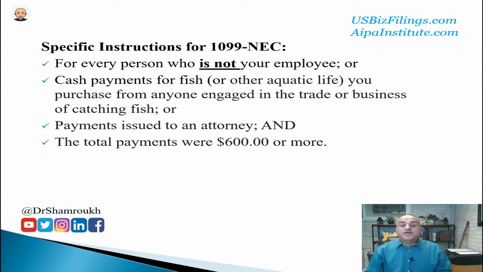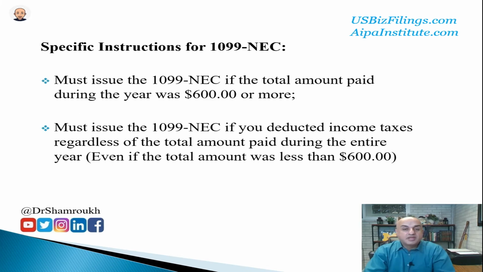However, if you withheld any income taxes from the recipient or the worker who performed services during the year, then regardless of the total amount paid throughout the year, you should issue the 1099 NEC. Let me explain this by an example. As you can read here, I put it in direct language to make it crystal clear for you to understand. So if there are any payments of $600 or more, then you must issue the 1099 NEC. If you deducted any income taxes from the worker, regardless of the amount, even if the amount is less than $600, then you must issue the 1099 NEC.